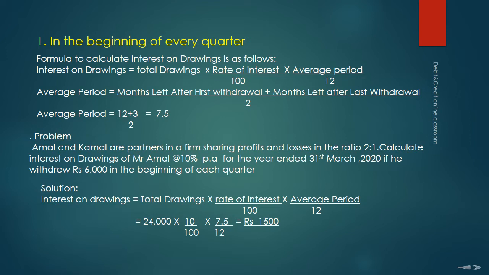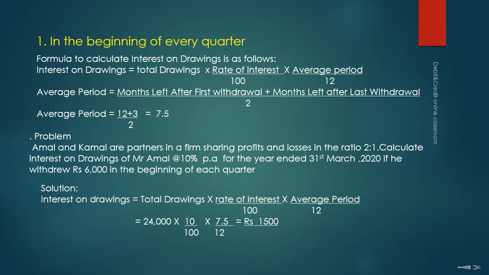Let us do one problem. Amal and Kamal are partners in a firm sharing profits and losses in the ratio 2:1. Calculate interest on drawings of Mr. Amal at 10% per annum for the year ended 31st March 2020 if he withdrew Rs 6,000 in the beginning of each quarter. So here Amal is withdrawing Rs 6,000 in the beginning of each quarter. So there will be how many withdrawals? 4 withdrawals. So the total amount withdrawn is 6,000 into 4, that is 24,000.